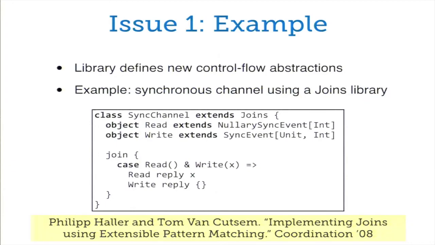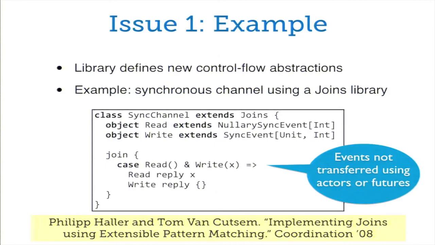Okay, I'm just going to give you some high-level intuition about this. We declare a join pattern, which says that if you have an invocation of the read event and also an invocation of the write event with argument x, then you can reply to the read event with x, because the one who reads wants to read x, and we can reply to the write event with unit, so that the writer just completes. That's why it's a synchronous channel, because both the reader and the writer will wait until the operation is completed.